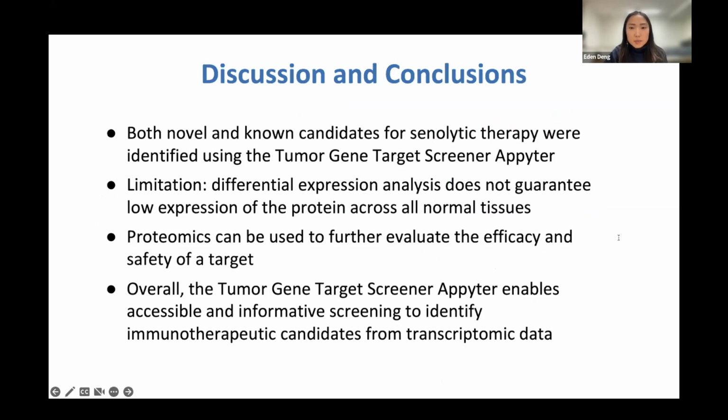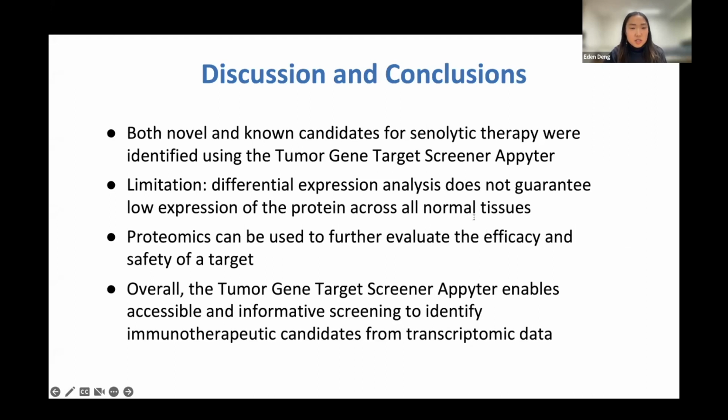So in this study, we identified both novel and known candidate targets for senolytic therapy using the tumor gene target screener Appyter. One limitation to note about our approach, though, is that differential expression analysis doesn't guarantee that the protein actually has low expression across all normal tissues. But proteomics can be used to further evaluate the efficacy and safety of the target. Overall, we just demonstrated how the tumor gene target screener Appyter can in general be used for accessible and informative computational screening to identify immunotherapeutic candidates from transcriptomics.